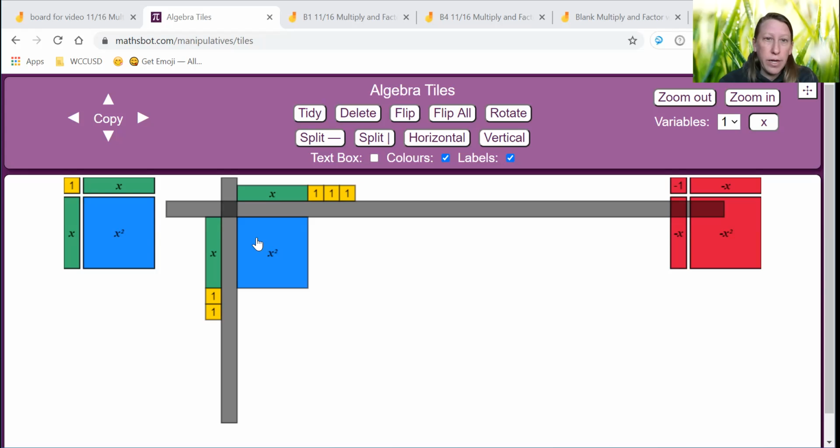So this part right here is x times x. What is going to fit right here really nicely? Well, this is x times 1. So you can see I can fit right in here a perfect x. And then I can copy that over because 3 of them are going to fit really nicely.